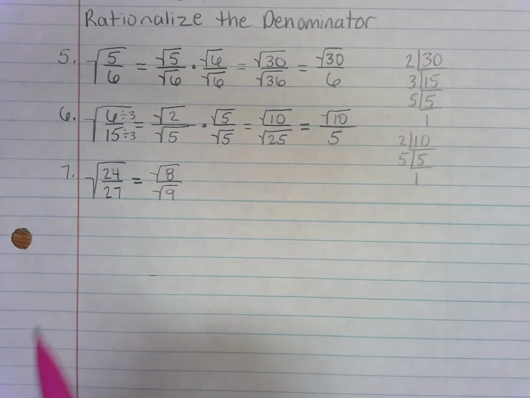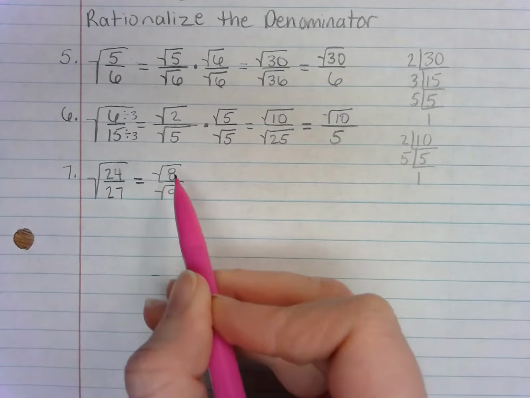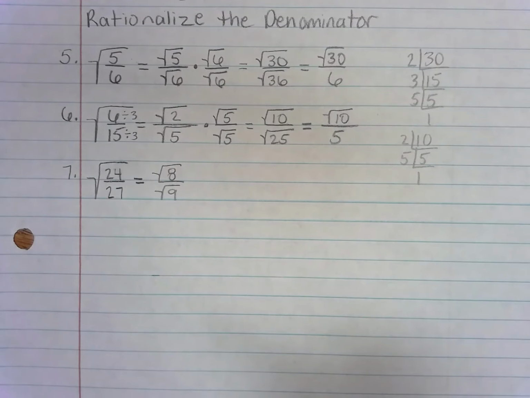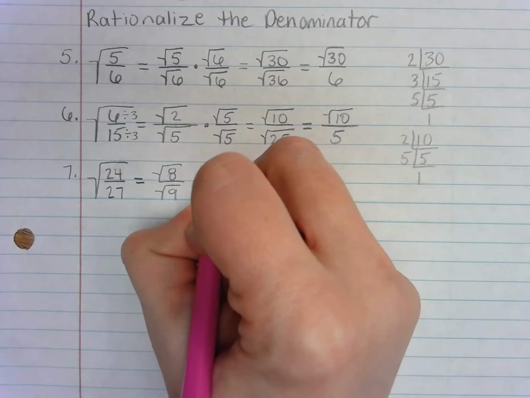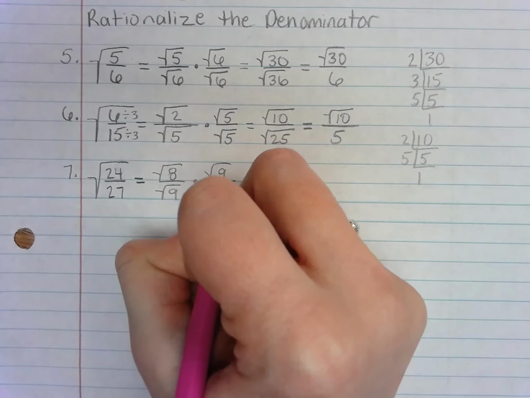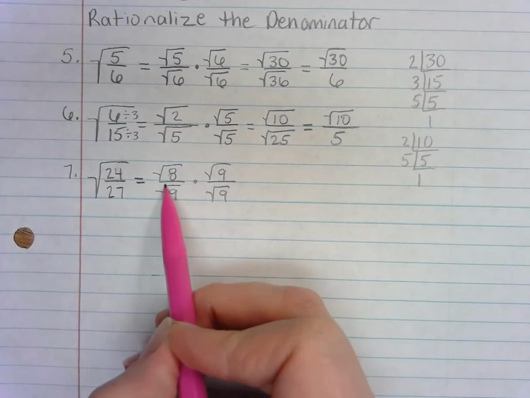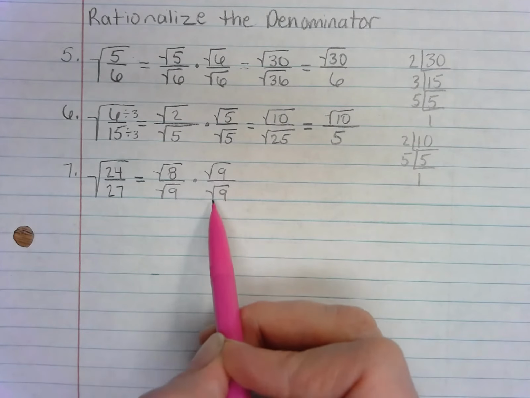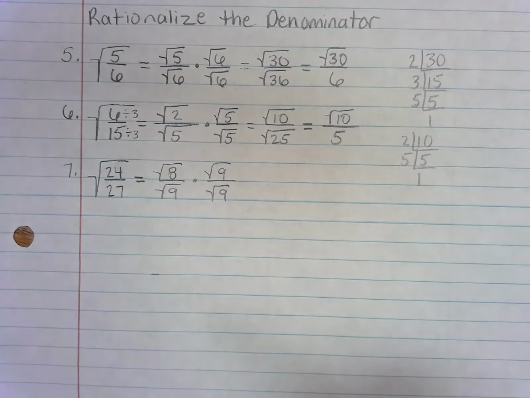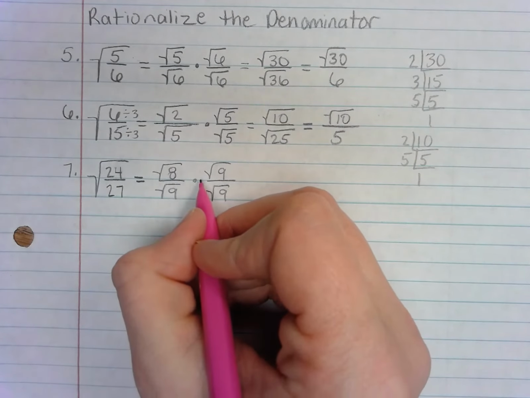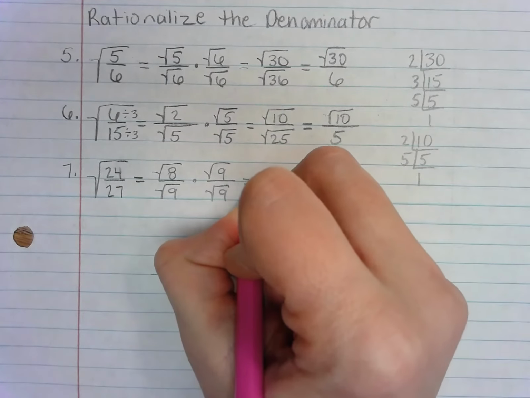You can reduce 24 and 27 by 3 to get this fraction. So notice here we're going to multiply by the square root of 9 over the square root of 9. Again, choosing the value from the denominator and multiplying by something that equals 1 using that denominator value. 8 times 9 is 72.